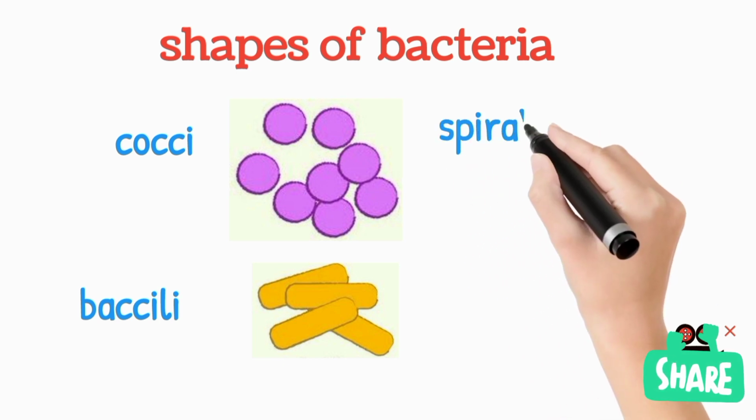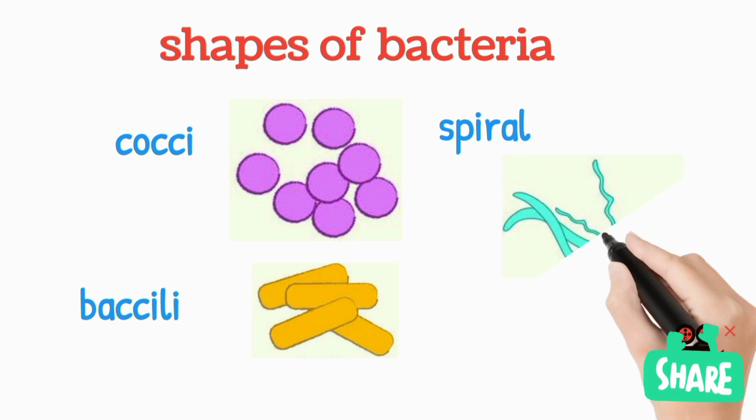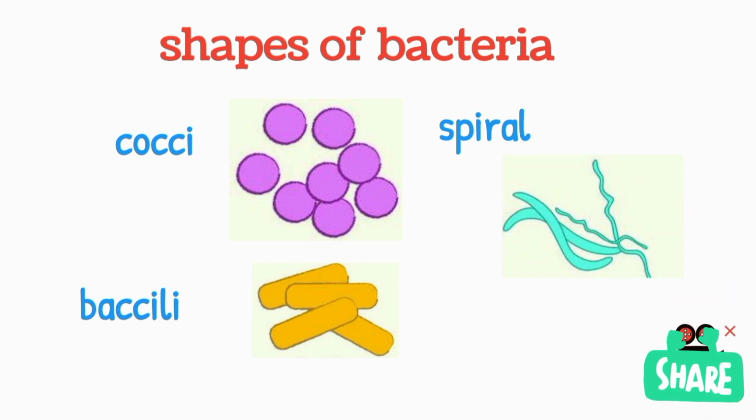Then we have spiral-shaped bacteria. They have a spiral shape. You can see the spiral shape of the bacteria.